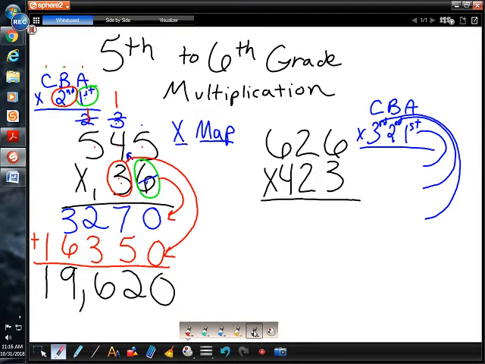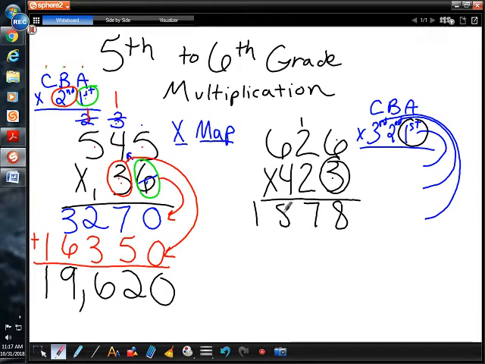So let's get started on this one. We're going to start in the first position, which is the 3. 3 times 6 is 18. 3 times 2 is 6, plus 1 is 7. And 3 times 6 is 18. Okay, so there was my first row, and that guy came from here.